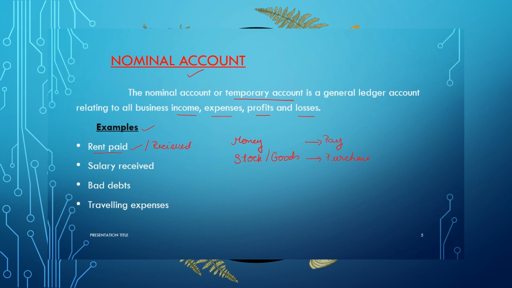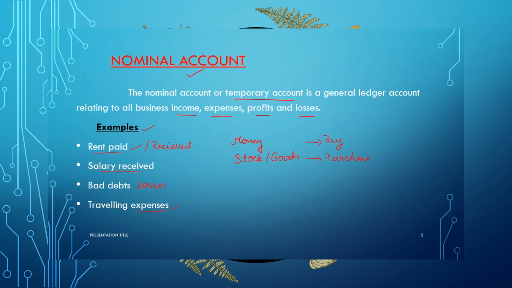Okay, when rent is received, it is an income to the company. Now here salary is being received, so it is the income to the company. If salary is being paid, it is an expense to the company. Now bad debts. Bad debts are what? It is the amount that cannot be collected from the customer because he is unable to pay it. So they are the losses to the company. Traveling expenses are again the expenses of the company. So nominal account is nothing but incomes, expenses, profits and losses.